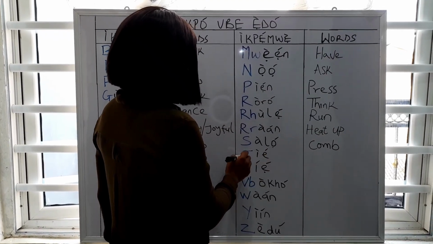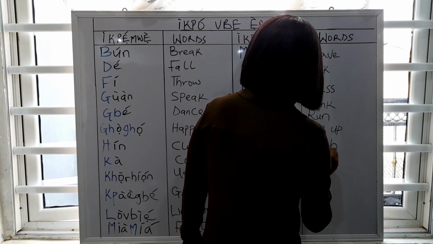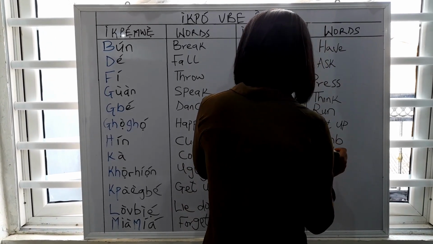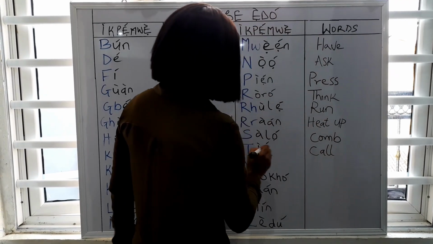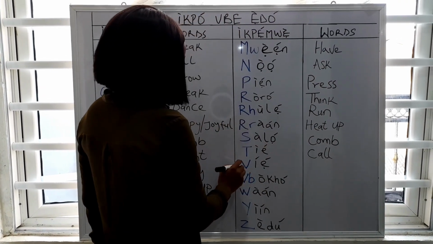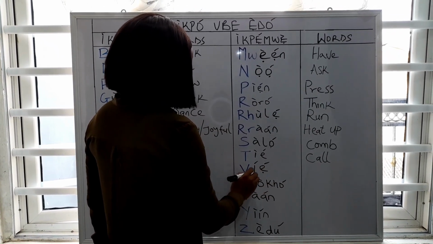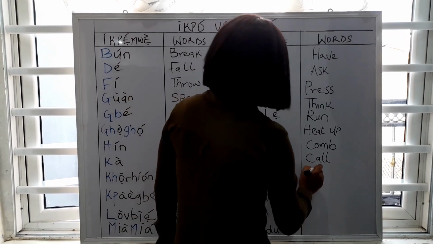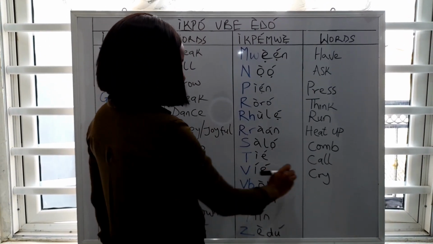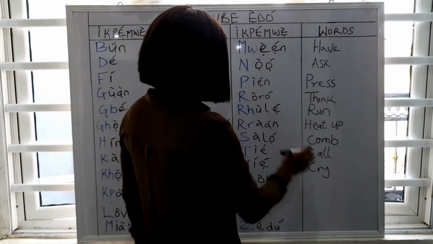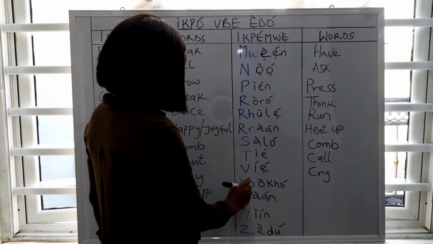Tie. Tie is to call, when you call somebody. Ije tiwe. Mother is calling you. To call. And then we have V. Vie. Vie is to cry. When babies cry, omomo vie. And then we have the other variant of V, which is a double consonant.